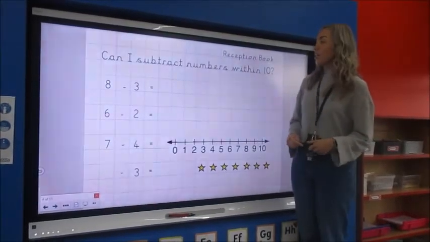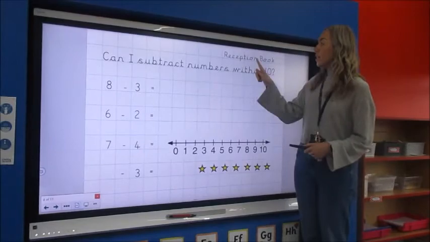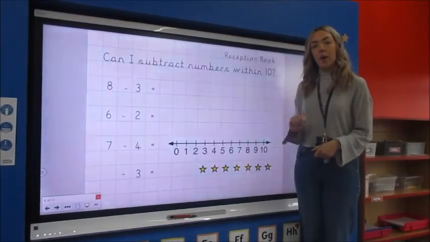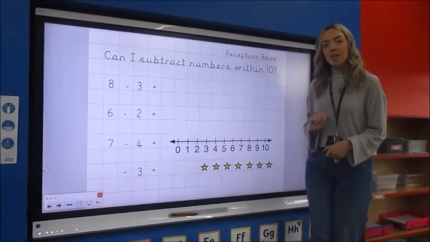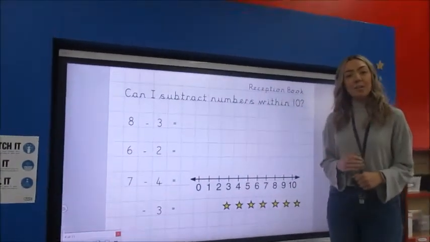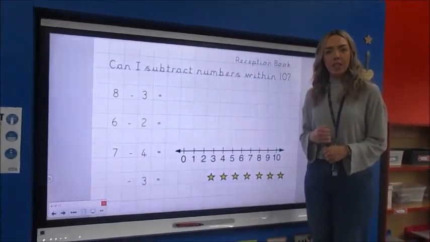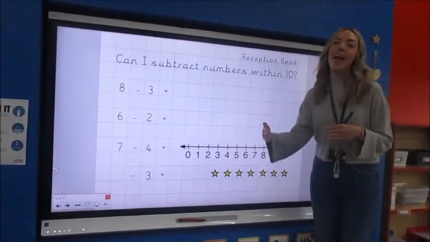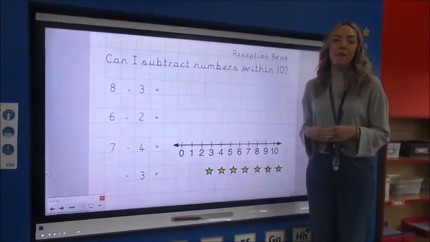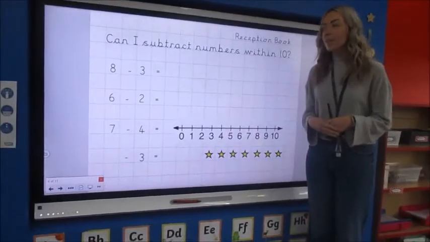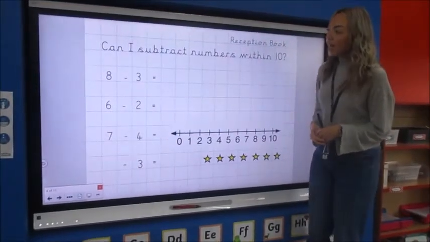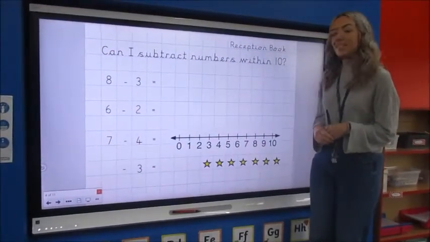So today we're going to get started first with our reception booklet learning question. And our learning question in reception today is exactly the same as yesterday. So we're going to do something called embedding our learning, which means that we're going to do something again to help us remember so that we get better at it. So our learning question is, can I subtract numbers within 10?